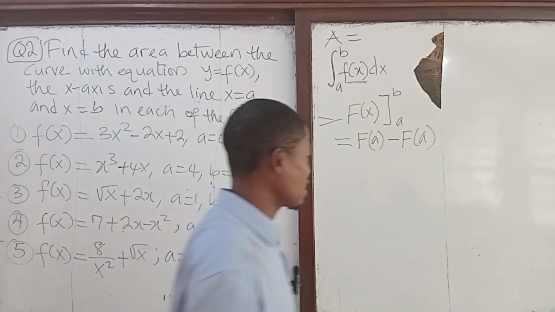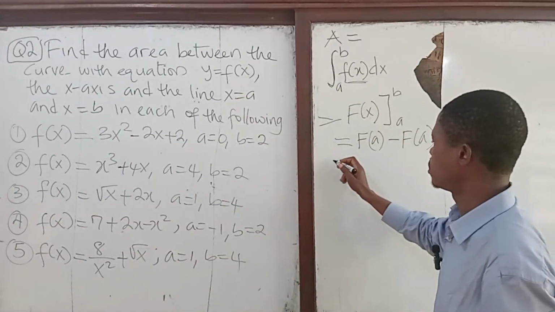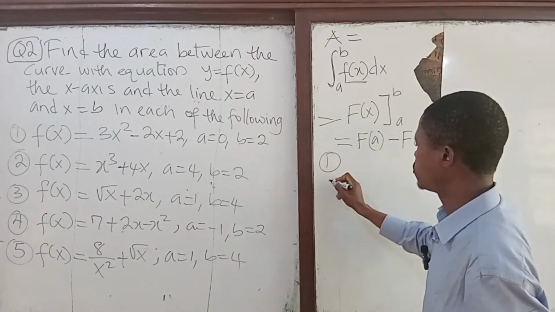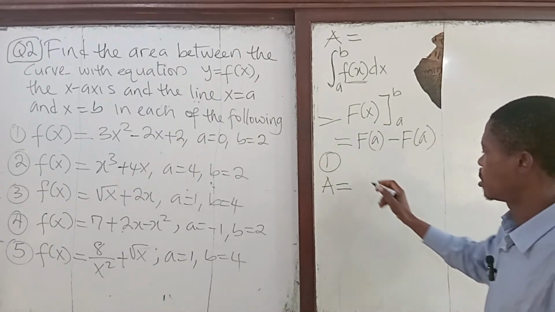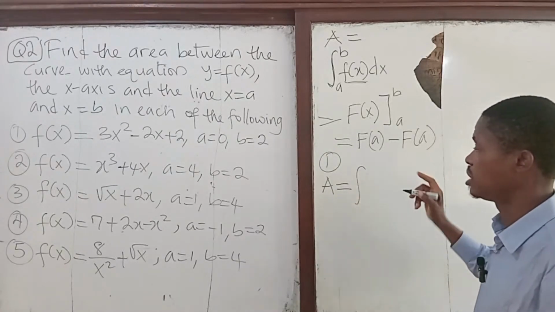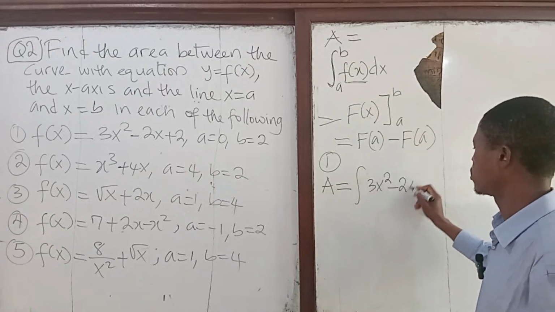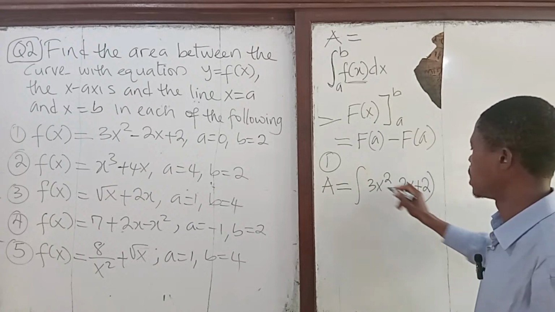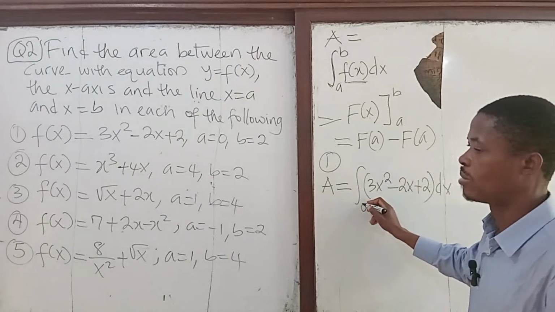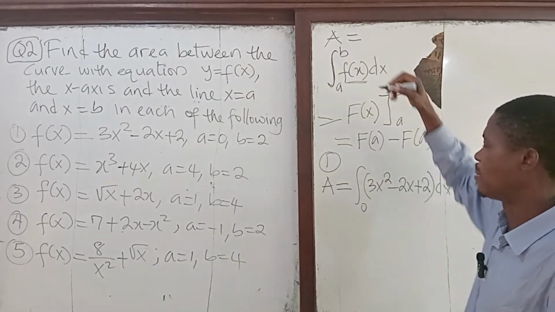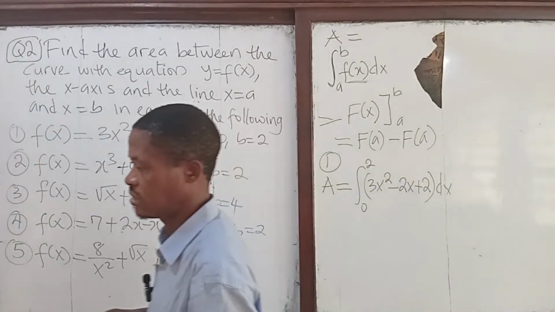Okay, let's see the solution to the first one. Number one, the area will be equal to the integral of 3x squared minus 2x plus 2, and then dx. Your a is 0, that's the lower boundary. Your b, which is the upper boundary, is 2.